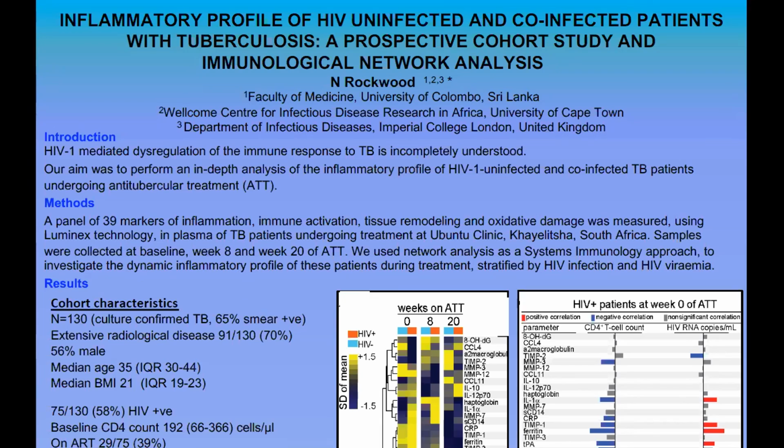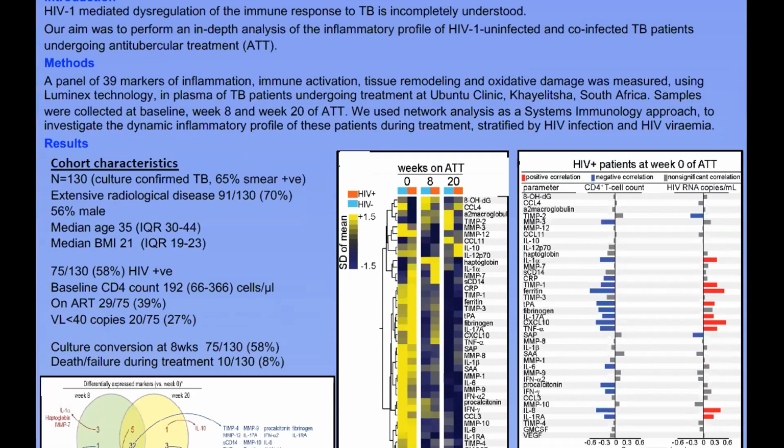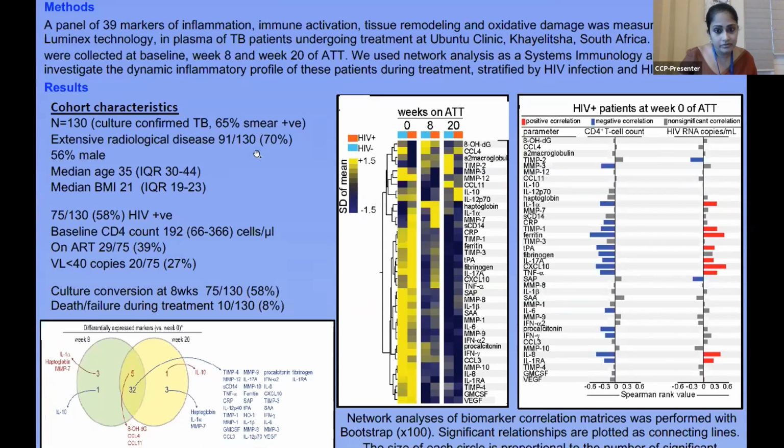Just to give a few cohort characteristics: out of these patients, 58% had culture converted at 2 months of TB treatment. 8% had an unsuccessful treatment outcome, including death and failure during treatment. 58% of these were HIV co-infected, and out of those who were HIV co-infected, 27% had suppressed HIV viral loads at baseline. So I'm going to talk through some of the results now.